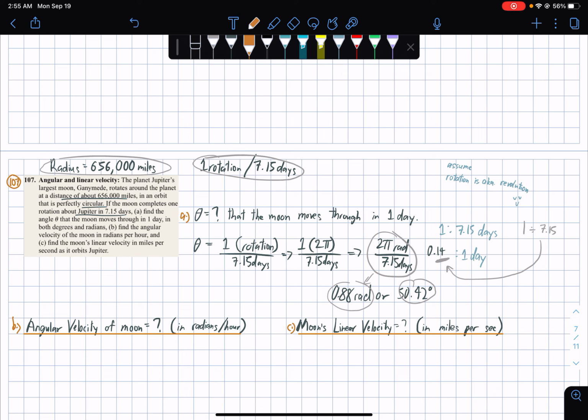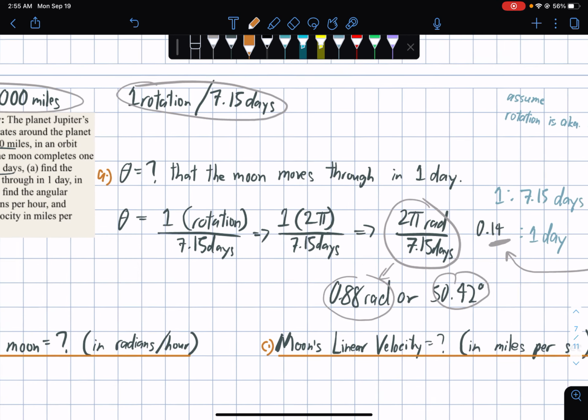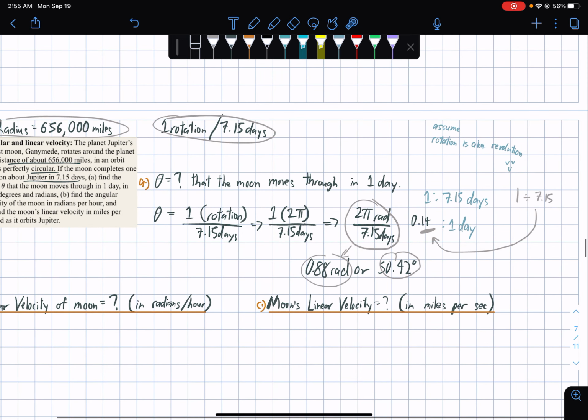But wait, okay, I'm so sorry. I forgot to explain about ratio and proportion here. One day, what's being asked for theta is 1 day. This one is for every 7.15 days. But at least we made some progress. Indirect progress.